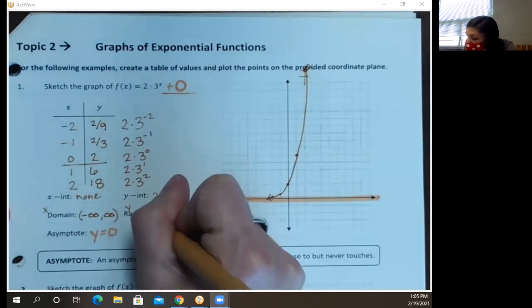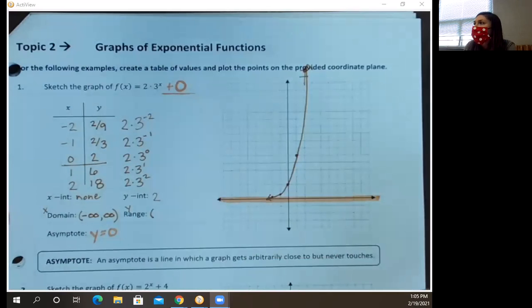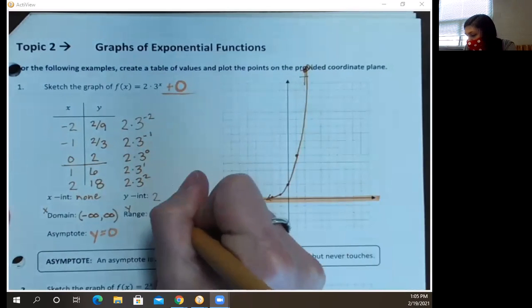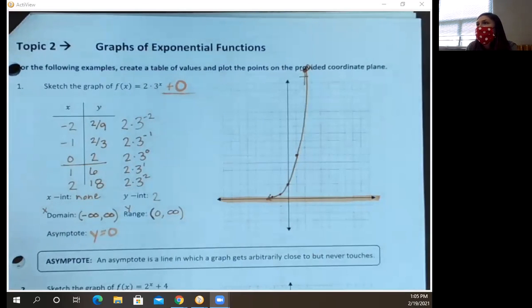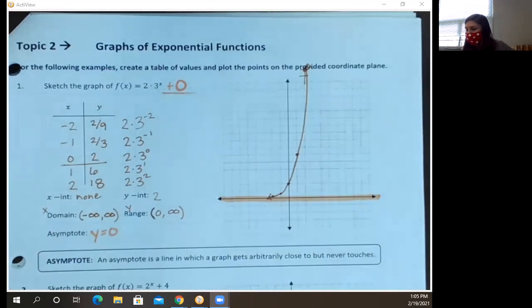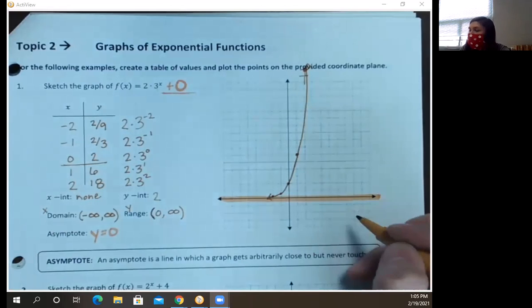So our range here has to be bigger than 0. Since our asymptote is at 0, it's anything bigger than 0. That would be 0 to infinity. All of our graph is going to sit up here where y is positive. And again, I'm using parentheses here because I can't actually have 0 as a value. Questions for me on number 1?